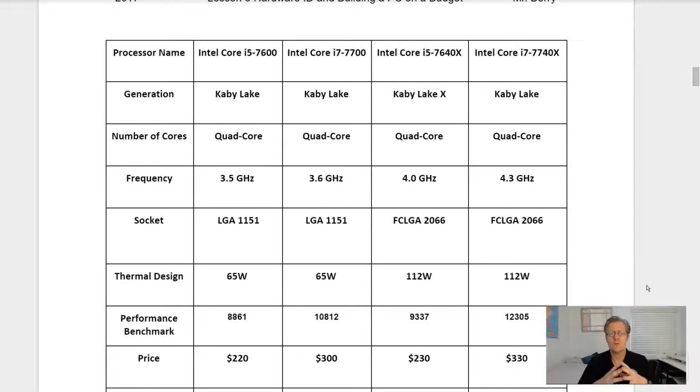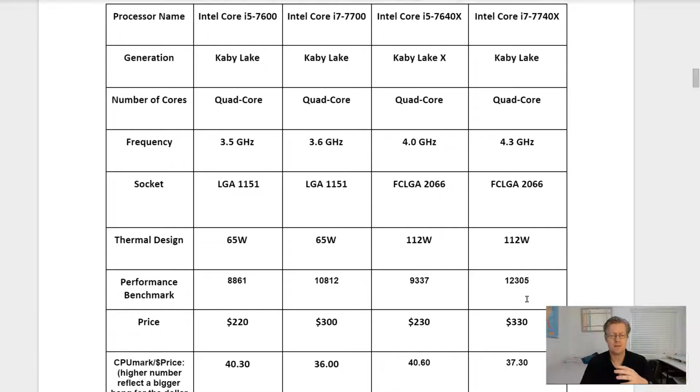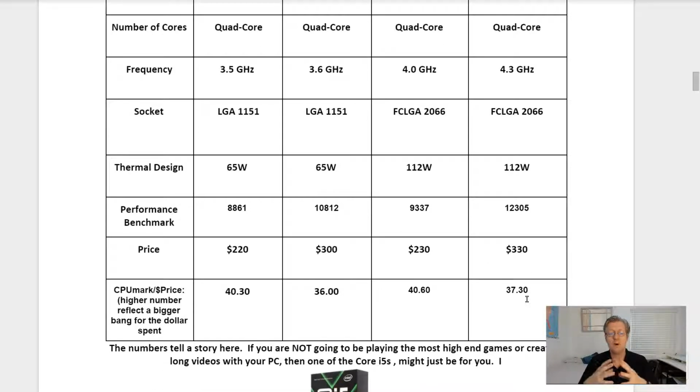First off, we'll start with the processor name, then go on to the generation name, the number of cores, the frequency that they work at, the type of socket they fit into, the thermal design or the amount of heat that they put out, the performance benchmark, the price, and the CPU mark versus the price, where the higher number reflects a bigger bang for your dollar spent.